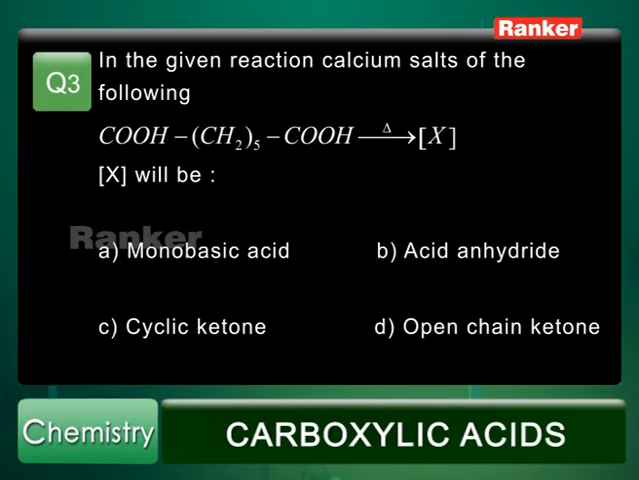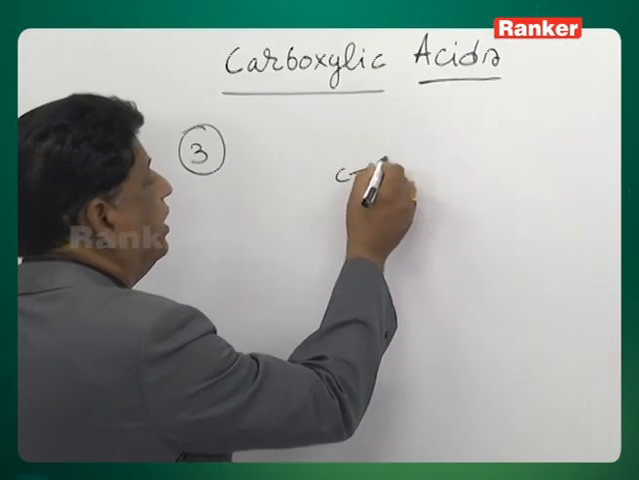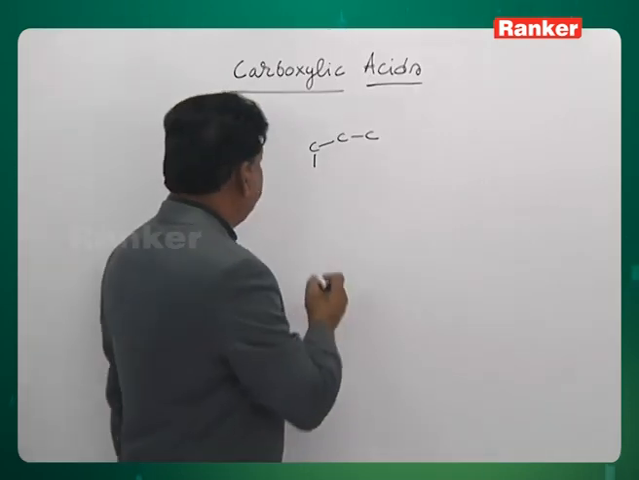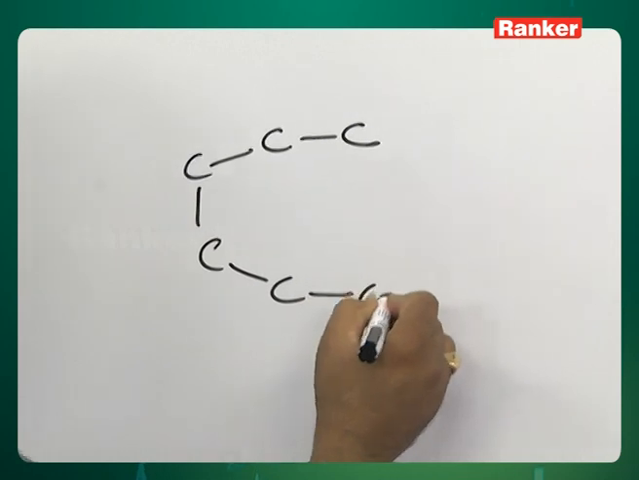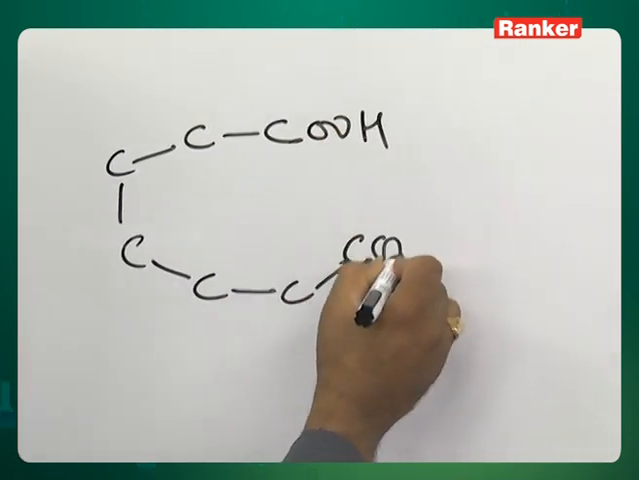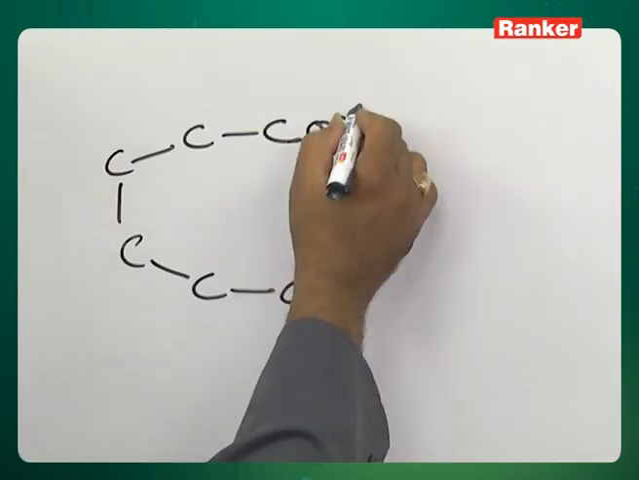In the given reaction, the calcium salt of a dicarboxylic acid is given and it is treated with only heating. This is called pyrolysis. Pyrolysis of the calcium salt undergoes a reaction. We have a conceptual reaction here. For example, how many carbons have we taken? 5 plus 2, 7. So a carboxylic acid containing 7 carbons in the form of a calcium salt.